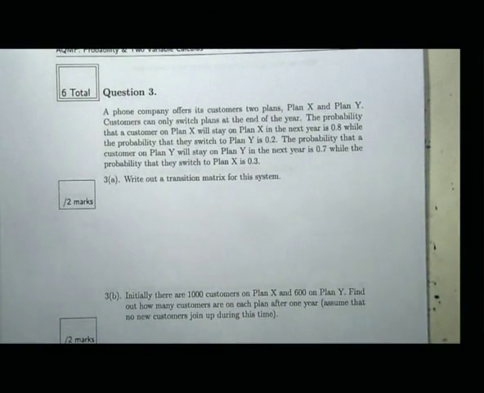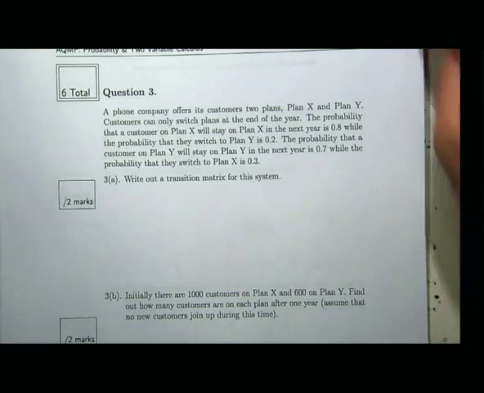Yep. So a phone company offers its customers two plans, Plan X and Plan Y. Customers can only switch plans at the end of the year. The probability that a customer on Plan X will stay on Plan X next year is 0.8.